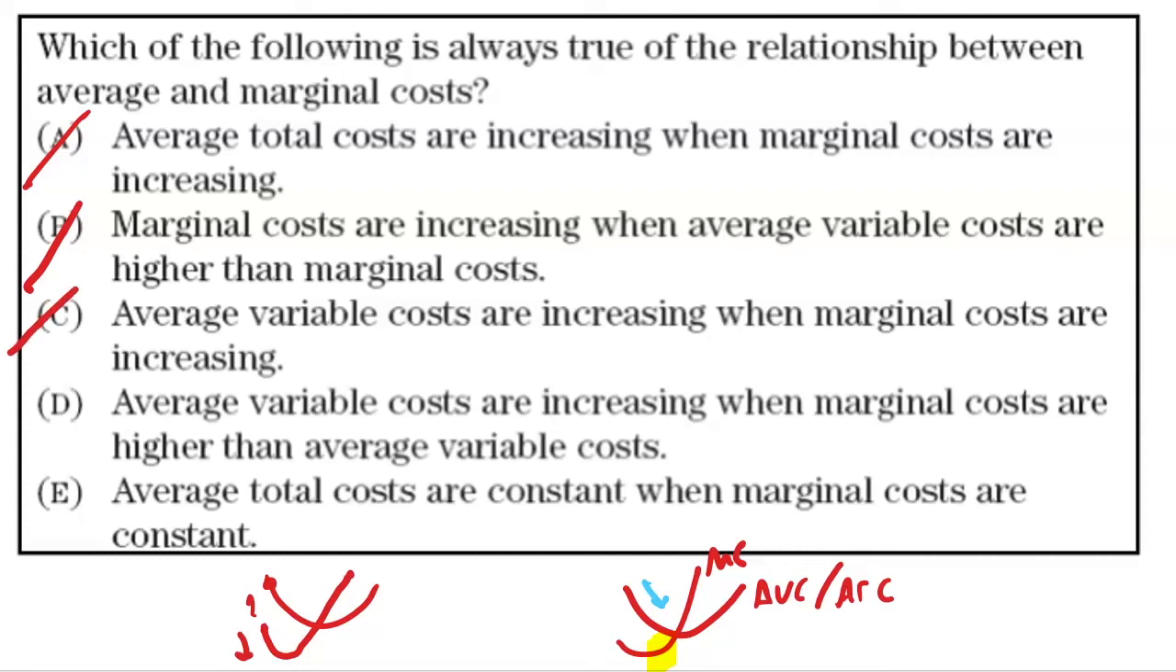Well, what about D? Average variable costs are increasing when marginal costs are higher than average variable costs. Well, yeah, that's true. So D is correct. When our marginal cost is greater than our average variable and our average total cost, then our average variable and average total costs are going to be increasing. They're going to be upward sloping. E is incorrect because at no point are they constant. At no point are they perfectly horizontal. So they're all going to have a slope at some point, whether negative or positive, so they can't be constant. So that's why D as in dog is the correct answer.